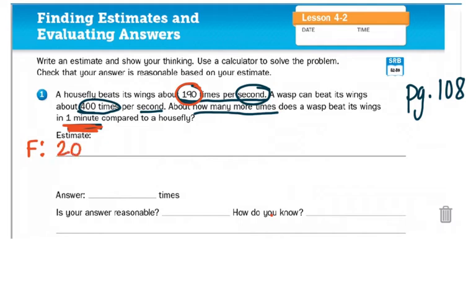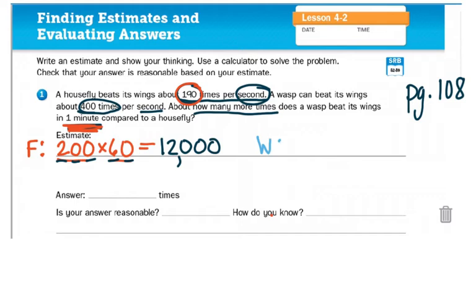200. And we know that there are 60 seconds in a minute. And because it's a multiple of 10, it's really easy to multiply. I don't have to do anything to that number. 200 times per second, 60 seconds in a minute. 2 times 6 is 12 with 1, 2, 3 zeros behind it. So in a minute, a fly will beat its wings about 12,000 times.